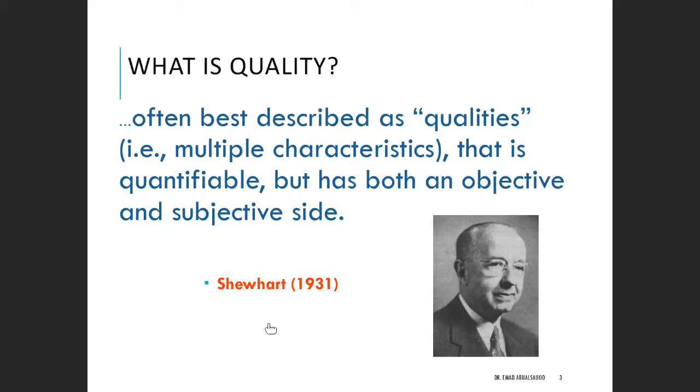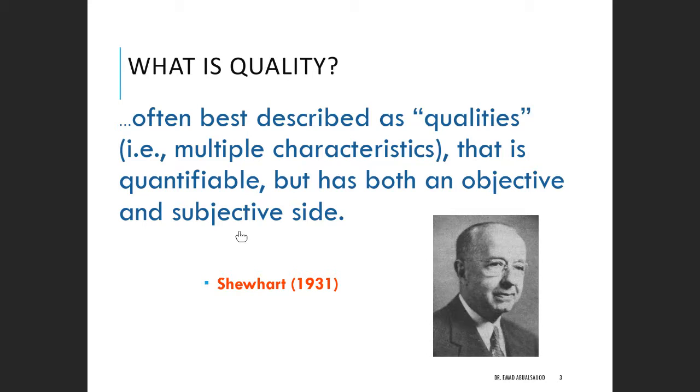Here is one of them, Shewhart. And I like how he looks at things. In his definition he opened room for people to judge quality. Let's read it. Often best practice is described as qualitative, that means something that can be advantageous and also can be quantifiable, because he said that it is quantifiable but has both objective and subjective sides.